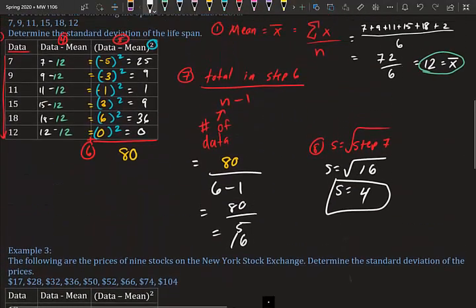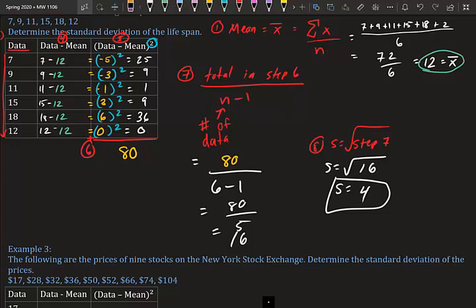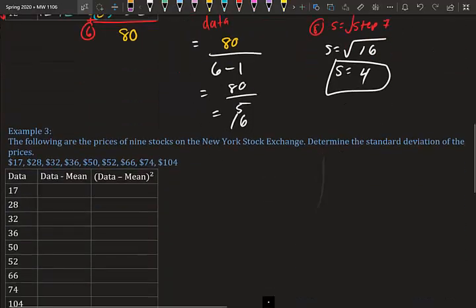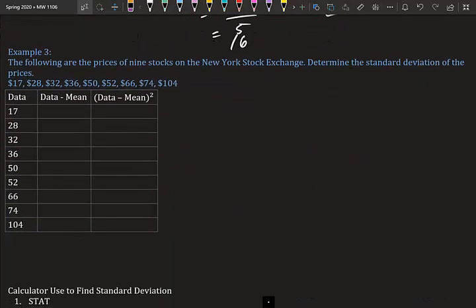All right, you're probably asking yourself, that's a lot of work. It is. So the next one, we'll do it by hand, and then I'll show you how to do it with your calculator. All right, the following prices are 9 stocks on the New York Stock Exchange. Determine the standard deviation of the prices.